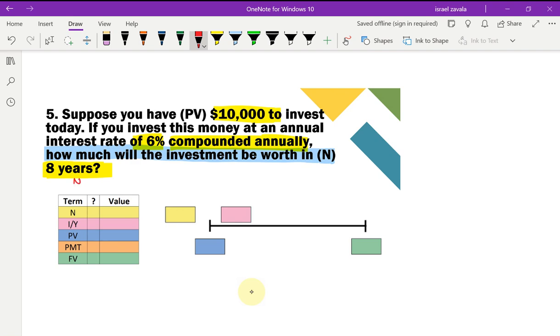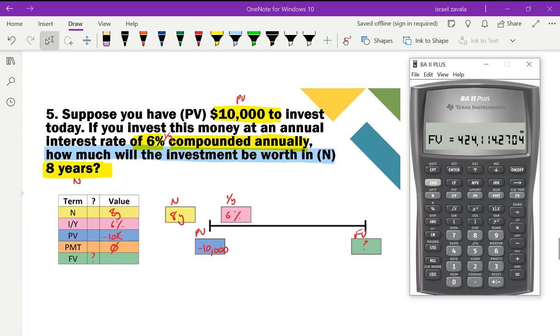That's what it's asking. So let's identify our terms. N for years, interest rate for 6%, and present value for the 10,000. Let's put these here, 8 years, 6%. Notice I'm putting them exactly in the same place. The term in exactly the same place every time. The 10,000 is negative, and we're looking for future value. Payments are 0. Okay, 8 years, 6%, negative 10,000.